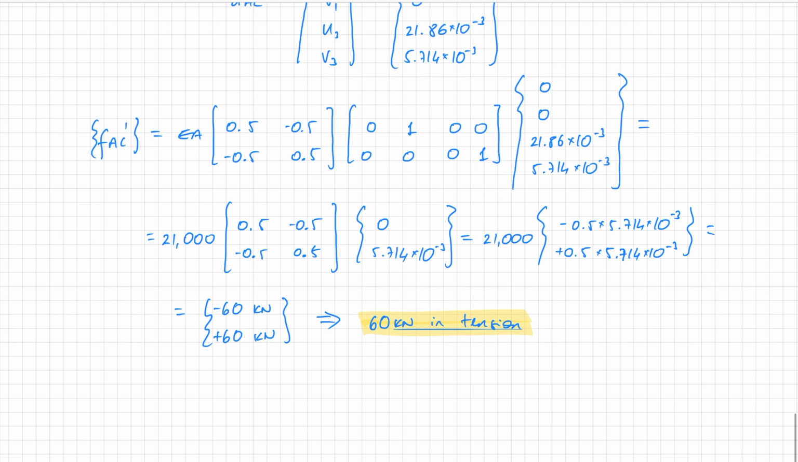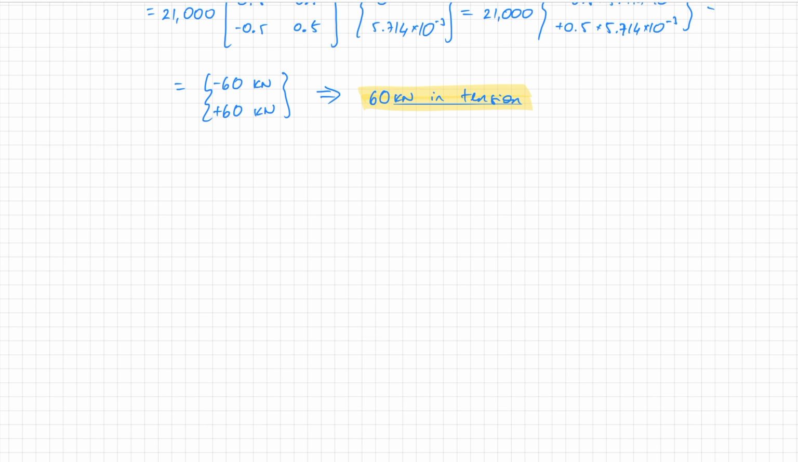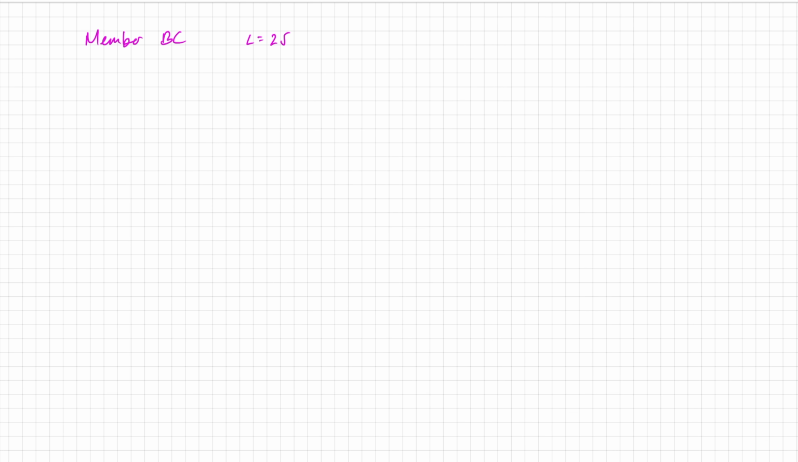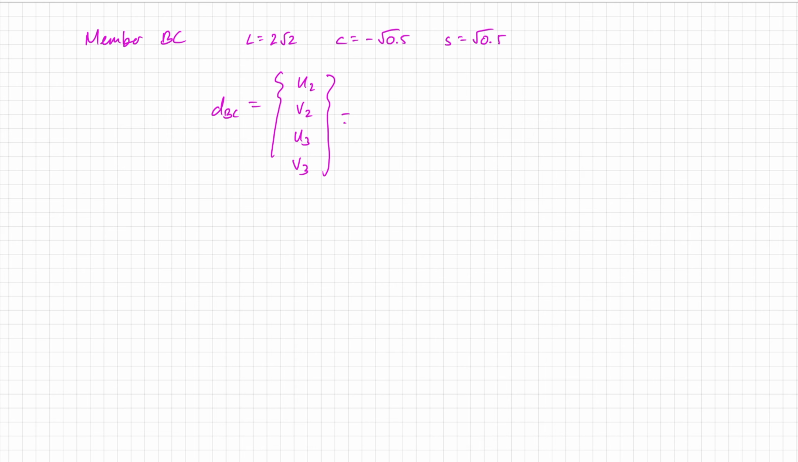And we'll now do exactly the same for member BC. And in this case, the length was 2 square root of 2. C was minus square root of 0.5, and S was square root of 0.5. The only other thing I need to get is the displacement vector. Now, BC is between degrees of freedom 3, 4, 5, 6. So I need to take out U2, V2, U3, V3. And so once again, I've got 0, 0, and then here I've got 21.86 times 10 to the minus 3, and 5.714 times 10 to the minus 3, and that's the displacement vector.